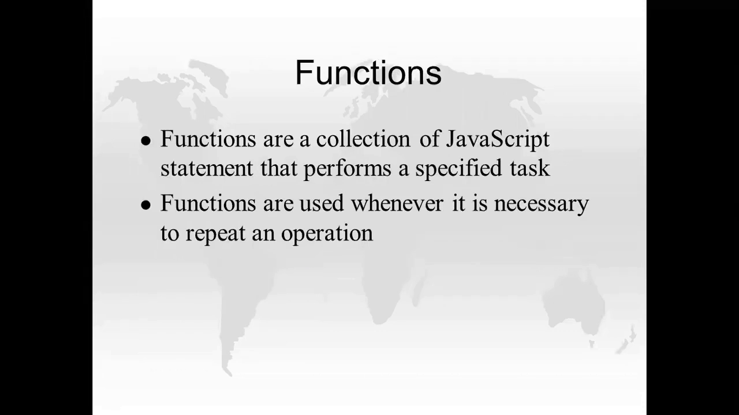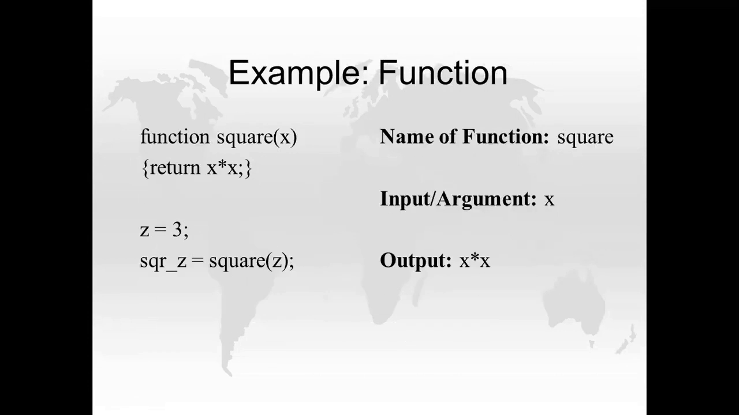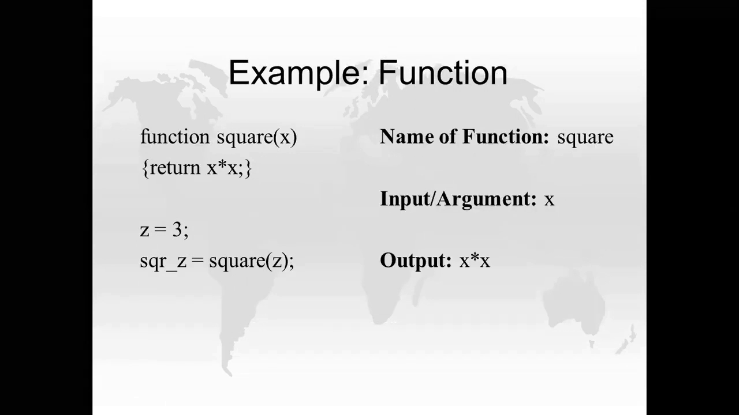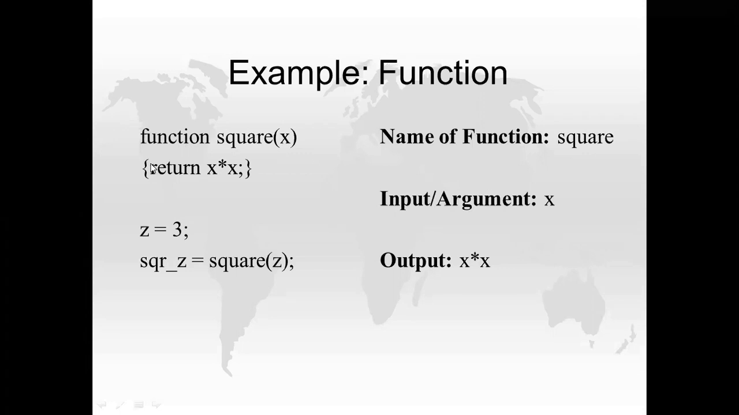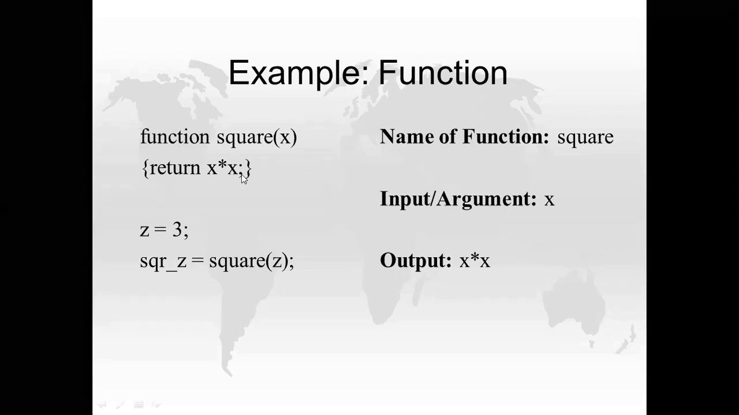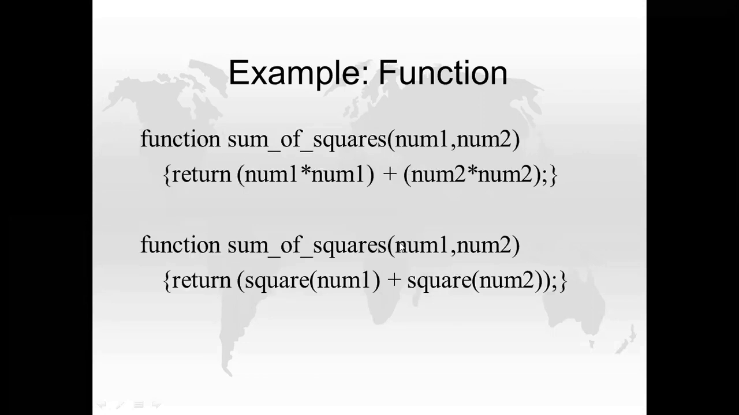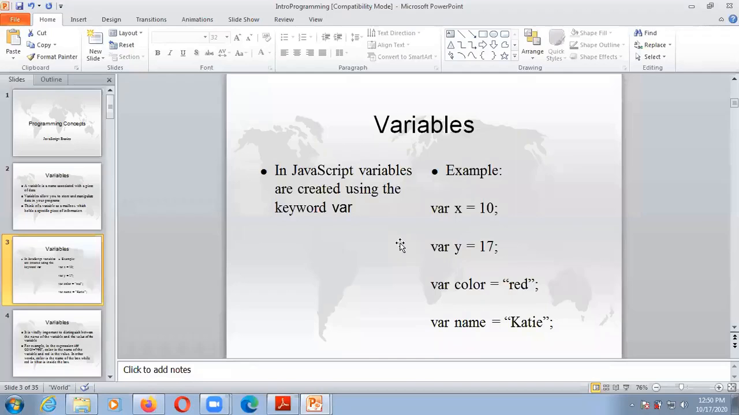Then we have seen functions: how to define functions, how to call functions. Here you can see an example of a function. This is the function keyword, and this is the function name, square. Then the statement inside is return x into x. This function will return the square of the value assigned to x. The output is x into x, that means it will return the square of that value. Okay, that's it.